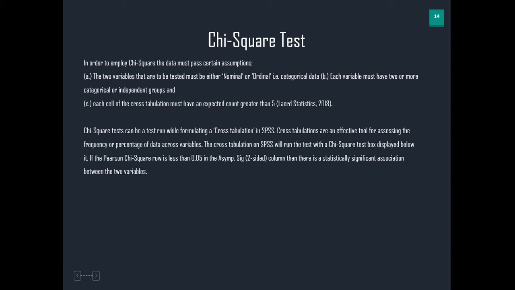Now, chi-square tests can be run while formulating a cross-tabulation in SPSS, and cross-tabs are a brilliant tool anyway for assessing the frequencies and percentages of data across your variables. When you run a cross-tab with a chi-square test below it, you get some high-level stats, and certainly your chi-square test. You would focus on the Pearson's chi-square row, and if that's less than 0.05 in the Asymptotic Significance (2-sided) column, then you know there is a statistically significant association between the two variables you're testing. So let's go ahead and look at that in SPSS.